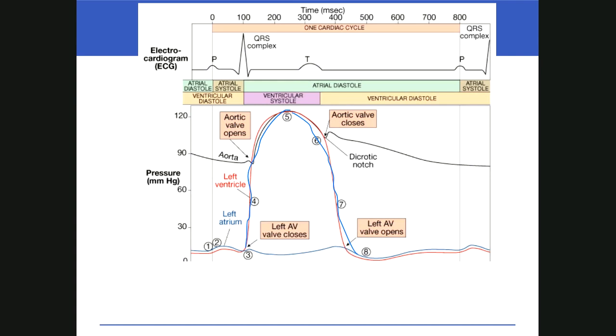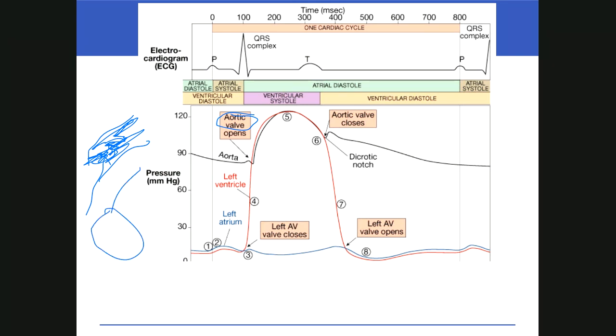And then the third pressure is this pressure in the aorta. That's caused by the blood that's in the aorta. There's blood in there. So when we force more blood into the aorta from the ventricle, the pressure is going to go up. When we stop forcing it, it's going to go down.